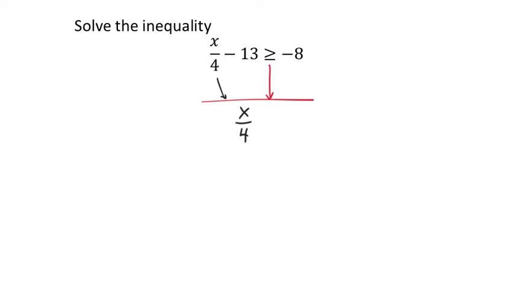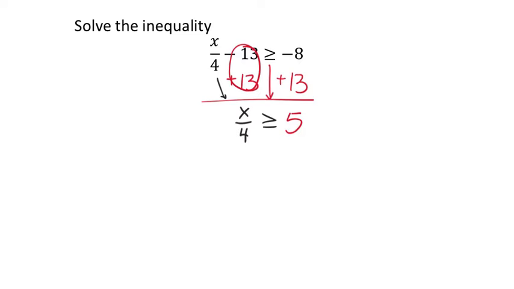Okay, so that negative 13 has to be zeroed out. So I'm just going to add 13 there. But again, if you do it on one side, you have to do it on the other side. Now this is the addition principle of equality, so it is not going to flip the inequality. I still have a greater than or equal to symbol. But the good news here is that the negative 13 does zero out as planned. And then negative 8 plus 13 is going to be positive 5.